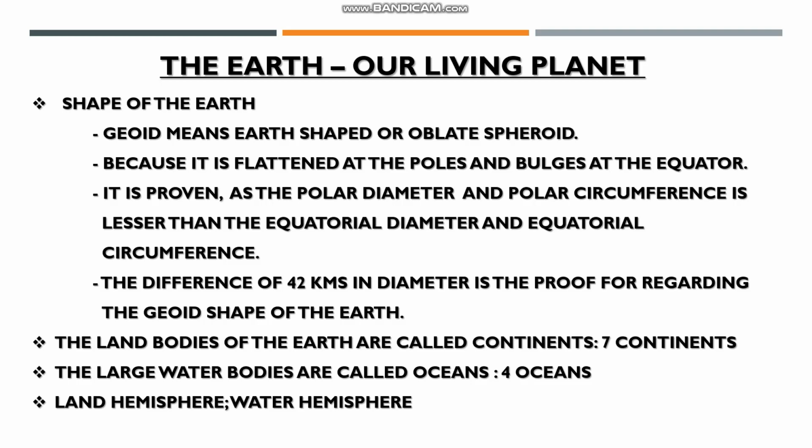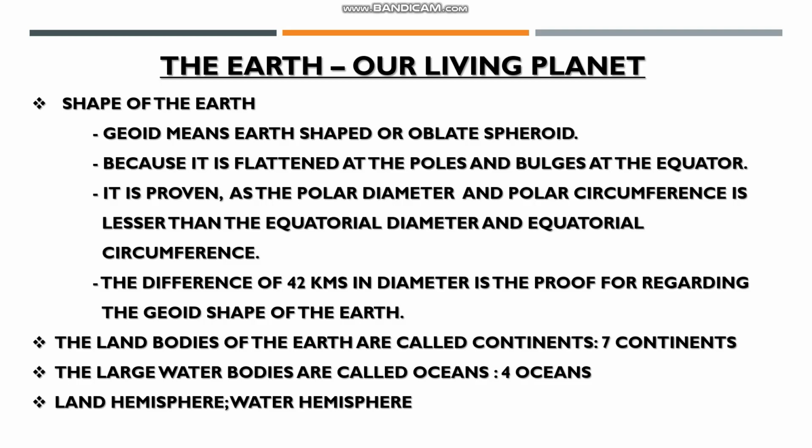And the land bodies of the earth are called continents. Already we have discussed that the land bodies of the earth are called continents, and there are 7 continents. And the large water bodies are called oceans. There are 4 major oceans. And here we are calling land hemisphere and water hemisphere.